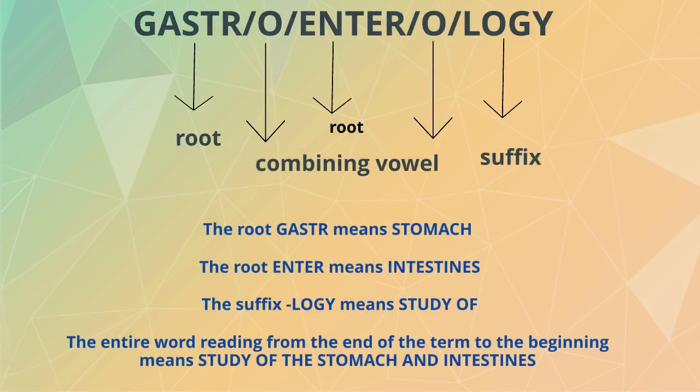Now let us consider the last example, gastroenterology. Now again, the usual process of dividing the whole medical term into its components using a backslash. So you say gastro slash entro slash logy. So here again, you have two roots, two combining vowels, and one suffix. So the root gastro means stomach. The root entro means intestines. The suffix logy means study of. So the entire word, reading from the end of the term to the beginning, means study of the stomach and intestines.